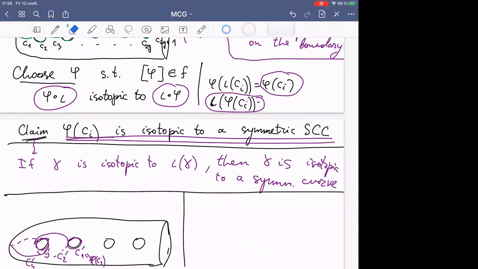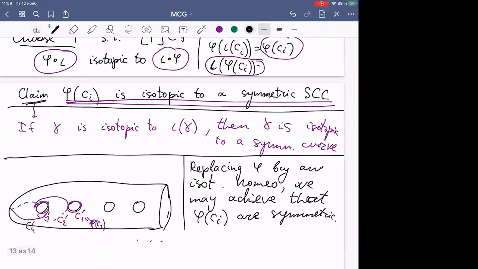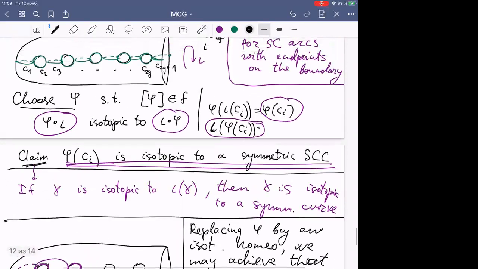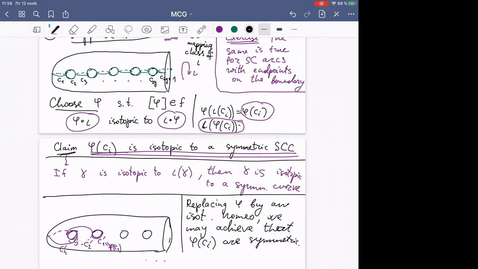performing the isotopy of phi, maybe it is better to say replacing phi by an isotopic homeomorphism, we may achieve that phi of c_i are indeed symmetric. And then it is not hard to extend. I have one chain of symmetric curves, this one, and I have another chain of some of their images.